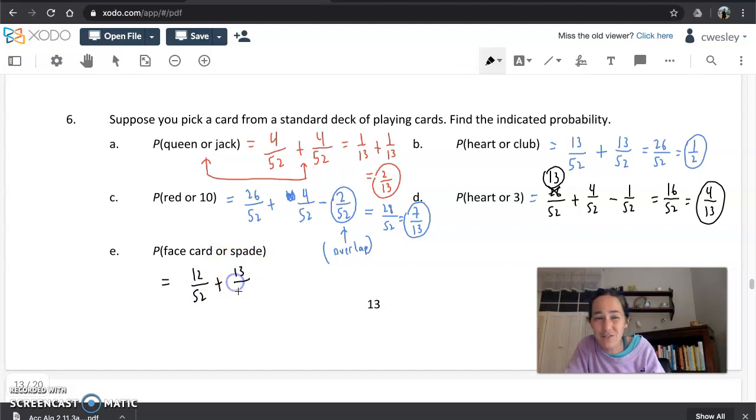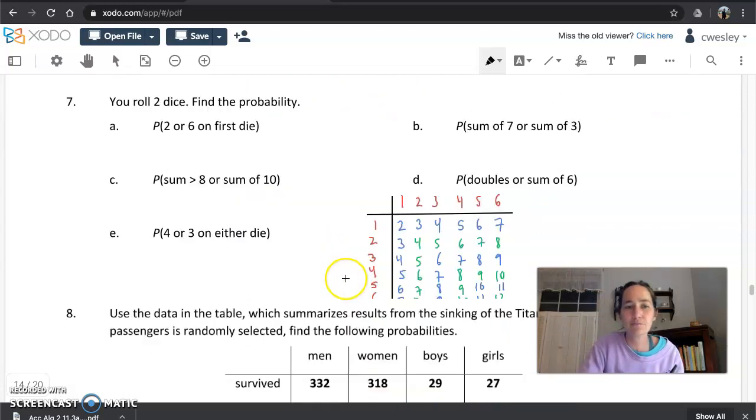This time I'll put the right answer, 13 over 52 for number of cards in a suit. Minus the overlap is going to be the spade face cards. So how many are there? Well, of each suit, there's a jack, a queen, and a king. So subtract the 3 that were overlapping. So that's just 12 plus 13 minus 3, 22 over 52. And we can call that 11 out of 26. So we've got cards in the mix.